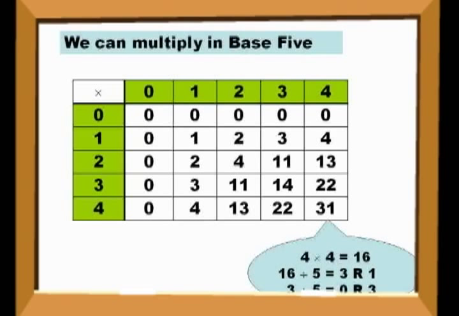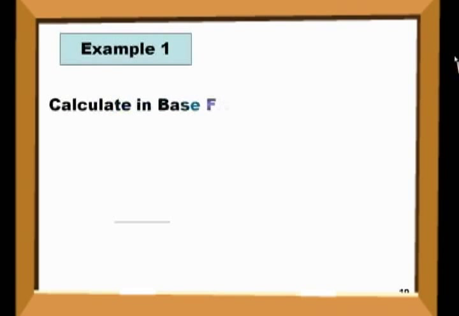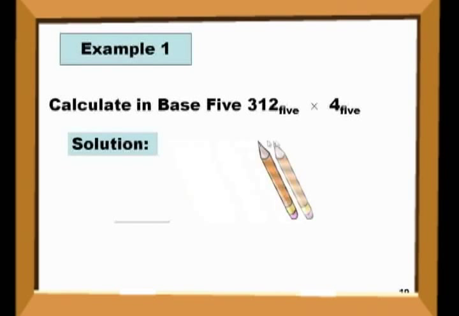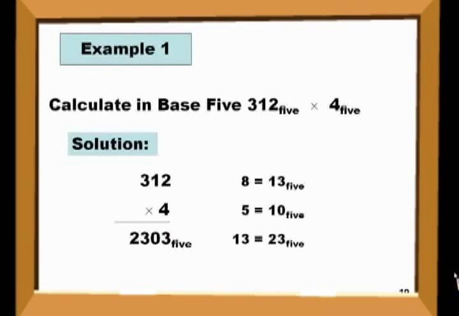Now let's look at example 1. Calculate in base 5 the product of 312 base 5 and 4 base 5. Solution. Now here we have set down our example. And 312 is being multiplied by 4. 4 2s are 8. 8 is written as 13. The remainder 3 is put under the column. 4 1s are 4. And we add this 1, that gives us 5. 5 is written as 10.